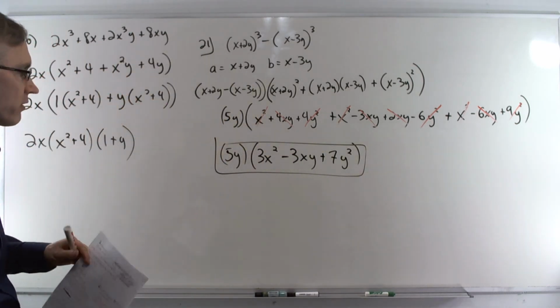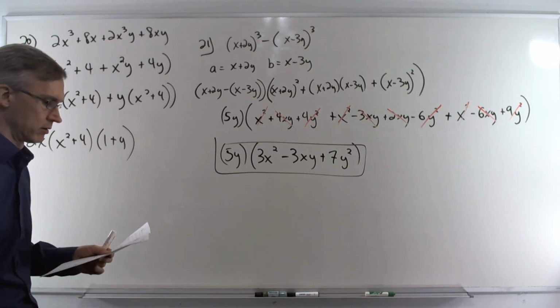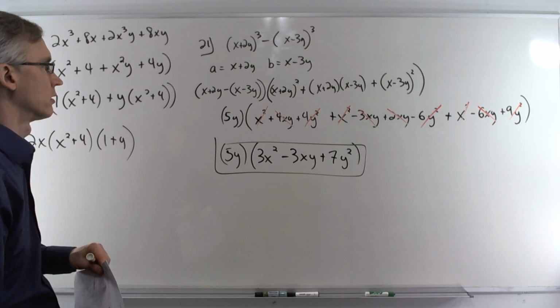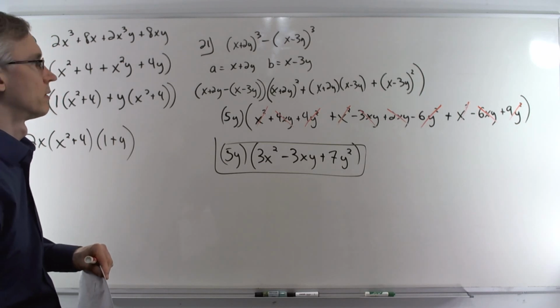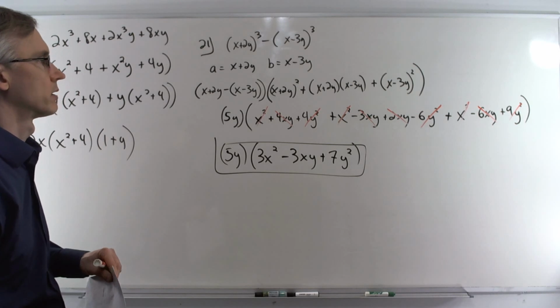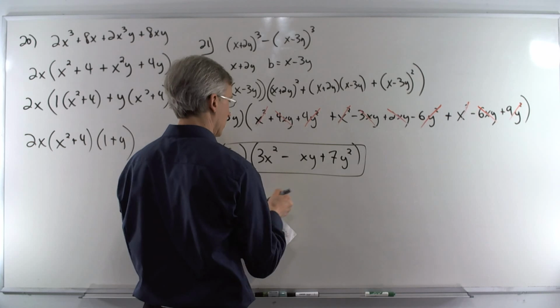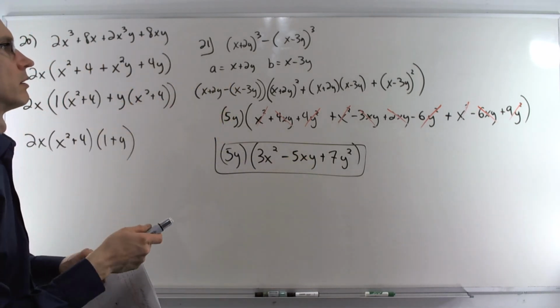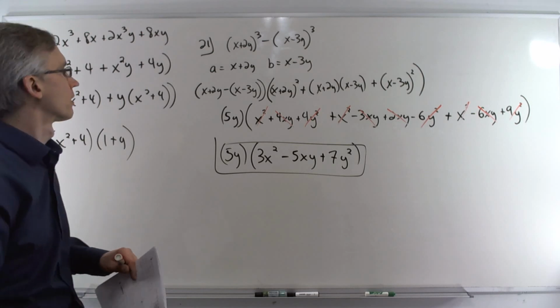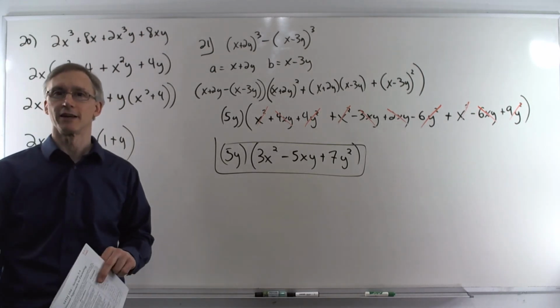And there is your fully factored form. Let's see here. See if I made any mistakes. Negative 1. Oh, that's negative 5. And I think that's it. All right. So that one was a bit of a nightmare. You'd never see one like that on an exam, but it's good practice.